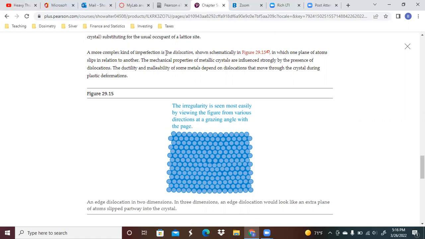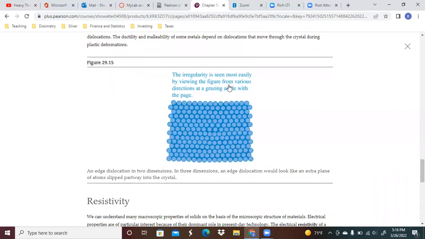A more complex kind of imperfection is the dislocation, in which one plane of atoms slips relative to another. The mechanical properties of metallic crystals are influenced strongly by the presence of dislocations. The ductility and malleability of some metals depend on dislocations that move through the crystal during plastic deformations. So you can kind of see how they're off center with each other.